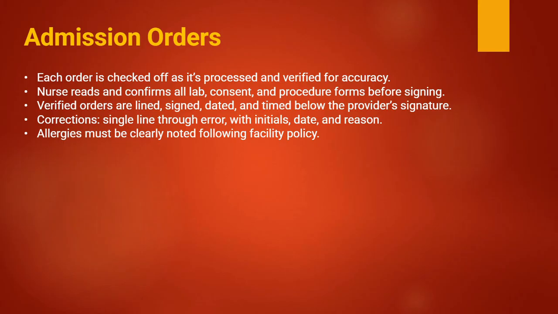The nurse then signs, dates, and records the time directly beneath the last verified order and the provider's signature. This notation documents accountability and provides a clear record of who confirmed the accuracy of the orders. If an error is made during transcription or documentation, it should never be erased or obscured. Instead, the correction must follow legal documentation standards. Draw a single line through the error, write error, and include your initials, date, and reason above the line. This ensures transparency and compliance with facility and legal policies.